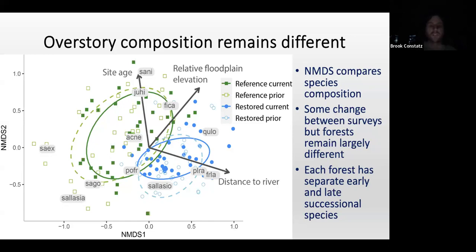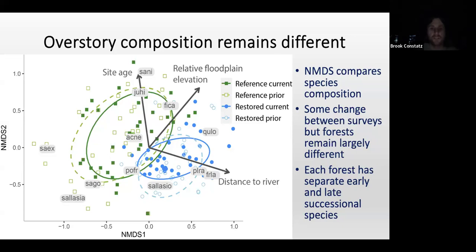These arrows are environmental fits, and they give you these axes. So as you move along the site age arrow, as you move closer to the arrowhead, you get older, as opposed to the other direction where you get younger. And same with distance to river, and same with relative floodplain elevation. And so what it says is that reference forests are older. And as they get older, they have more Juglans hindsii and elderberry, which you'd at least expect for Juglans hindsii because it's a late successional species.